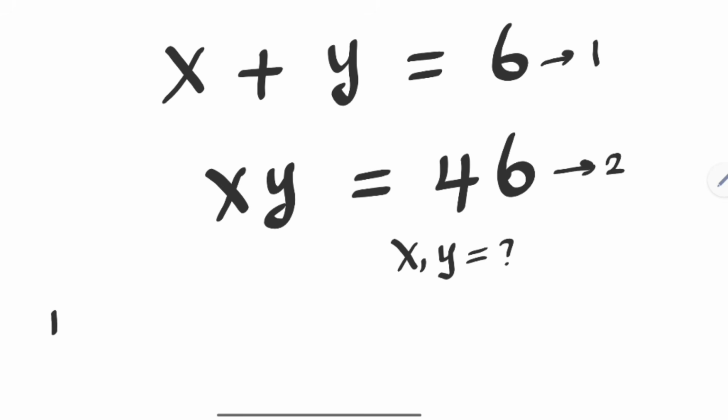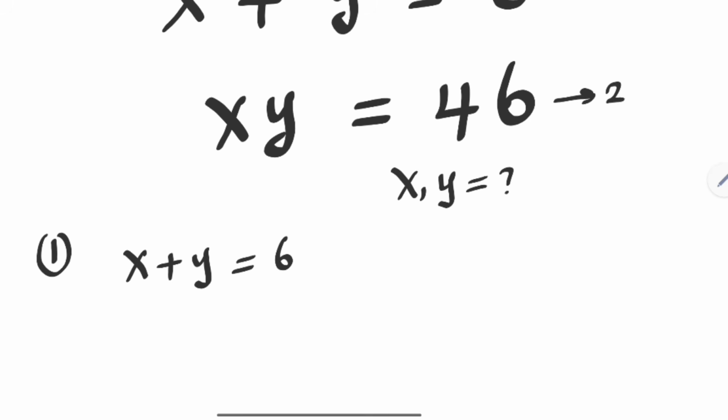From equation 1, x plus y is equal to 6. Let us make y the subject of the formula. 6 minus x is equal to y. Let us call this equation 3.